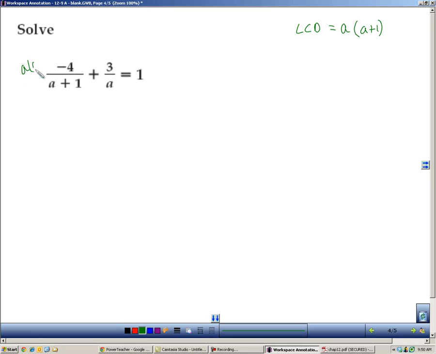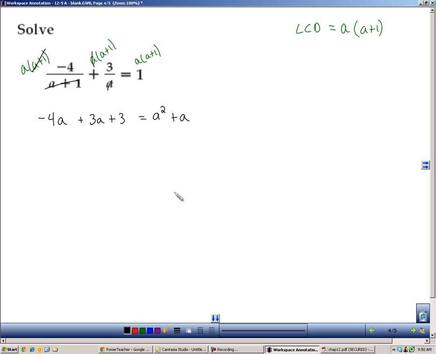So multiply every term by a times a plus 1, a times a plus 1, and even this one over here, a times a plus 1. The a plus 1's cancel top and bottom, leaving me with a negative 4 times a. Second term, the a's cancel, leaving me with a 3 times a plus 1. Now, if you don't mind, I'm going to distribute the 3 to the a plus 1, leaving me 3a plus 3. And then over here, I'll distribute this a also, giving me a squared plus a.